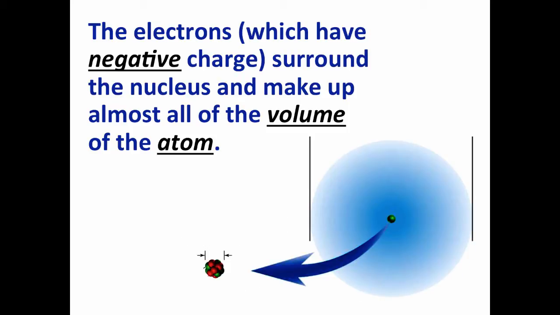Just for a little bit of scale, the atom itself is on the order of 10 to the minus 10th meters in diameter. Of course, that's going to vary from atom to atom, but in the ballpark of about a tenth of a billionth of a meter in diameter. And then the nucleus is about 10 to the minus 15th of a meter in diameter. Again, ballpark varies from atom to atom.